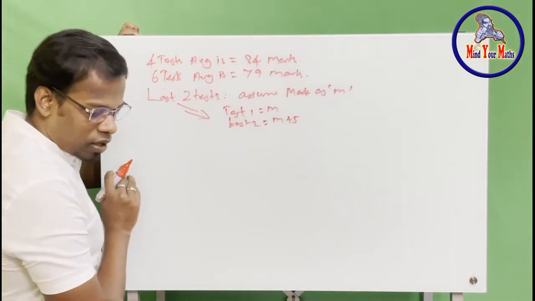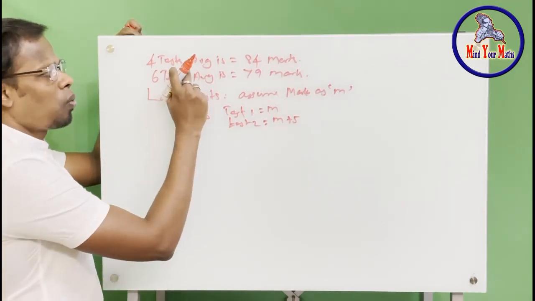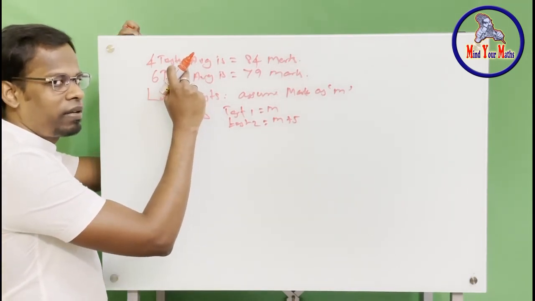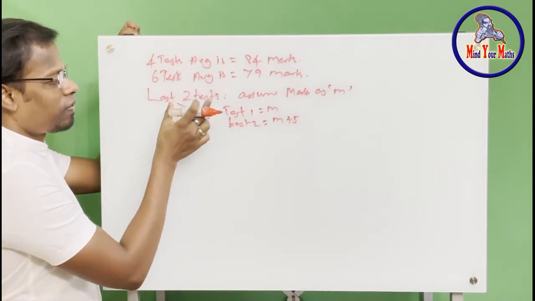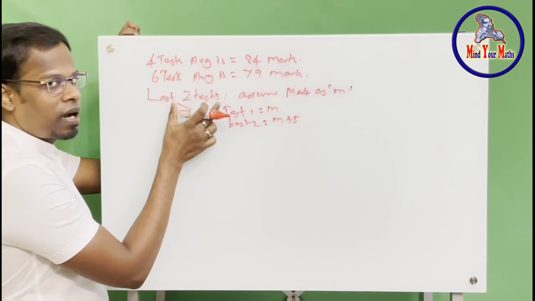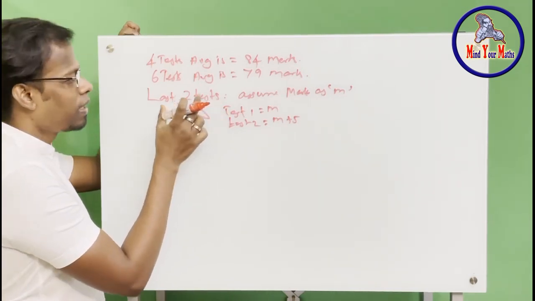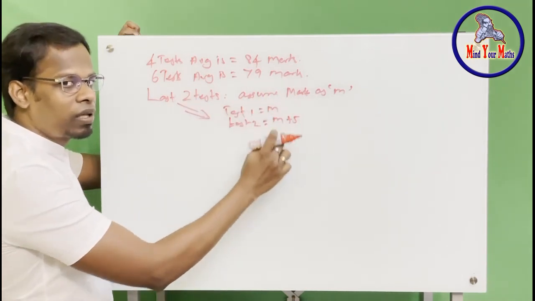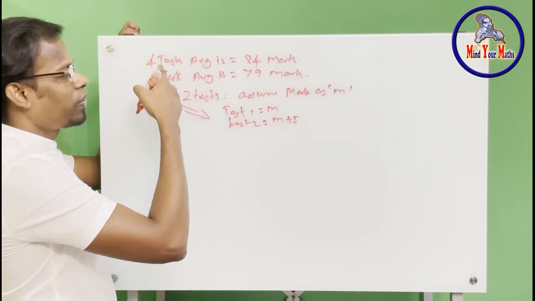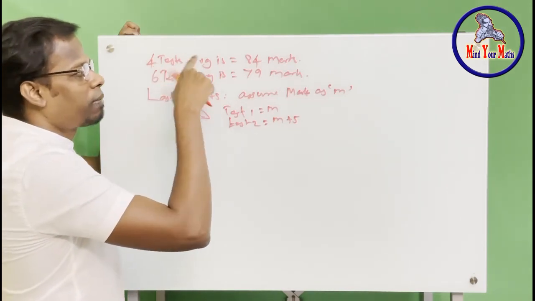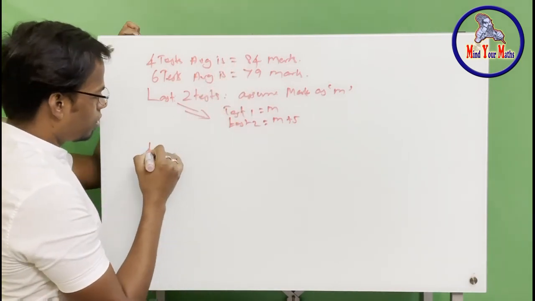So now let's solve the problem one by one. Let's find out the total marks for the 4 tests. First what we are going to find is, for these 2 tests, how much mark he gained. That's what we are going to find first, and then from there we will find out the marks for each test. So for that, we need to find the total marks for the 4 tests.